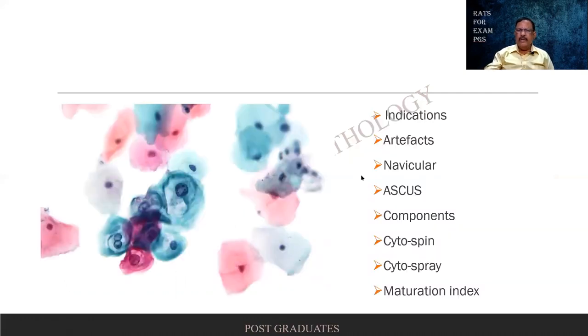Special strains can be given, and these can be the various types of questions. For example, a PAP stain can be asked, and then you will be asked a number of questions like this. People should be prepared. Maturation index, for example, we do not answer. And so on, the questions will be going on.